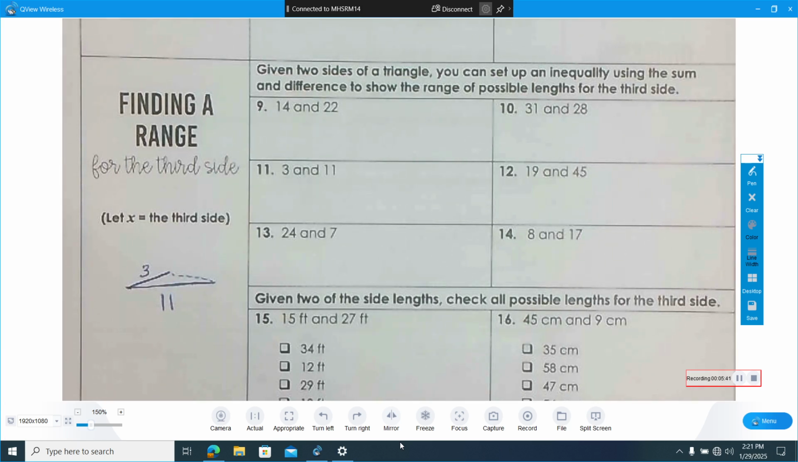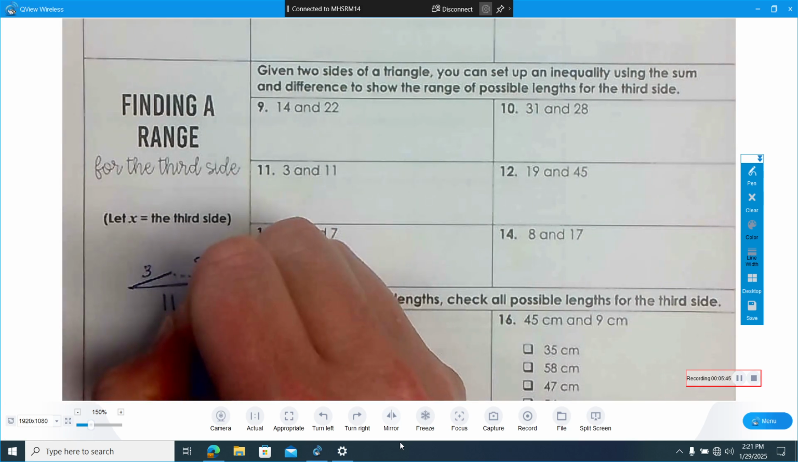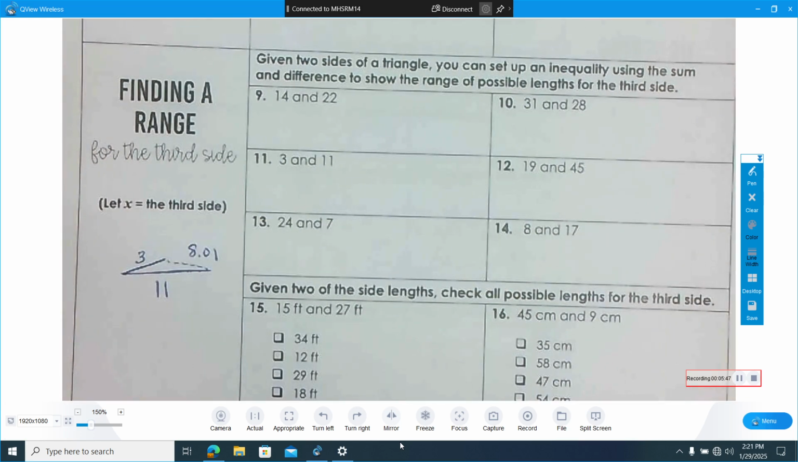So if this is slightly bigger than 8, that would be fine. Slightly bigger than 8 will form a triangle because 3 plus slightly bigger than 8 is greater than 11. Does that make sense to you? And how did we get 8? 11 minus 3. Okay, so we just did the difference. All we had to do is subtract.